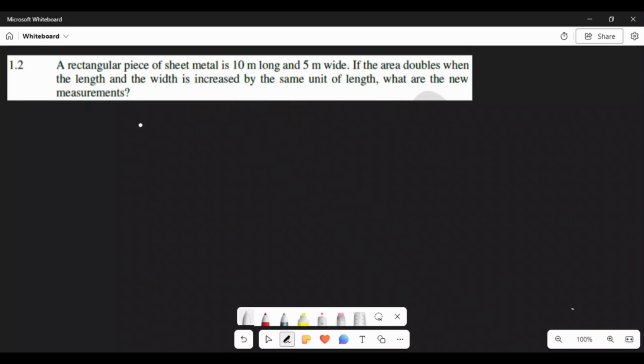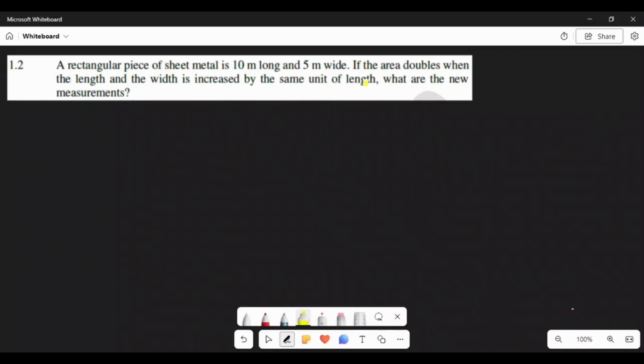So basically they want to know what is the new length, what is the new width when the area doubles. So that's basically what they ask for. But we are also given another piece of information that you need to pay attention to. They said here, when the length and the width is increased by the same unit. So it means that the length and the width are going to increase by the same unit length.